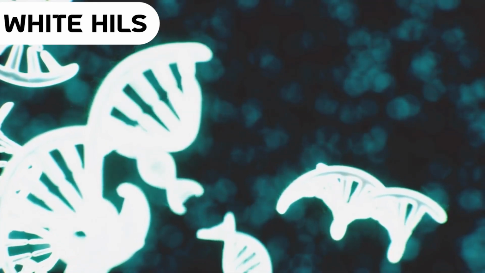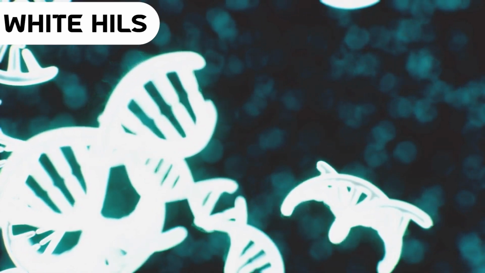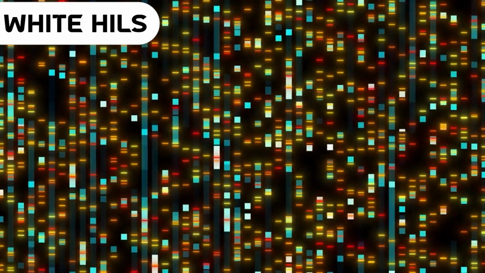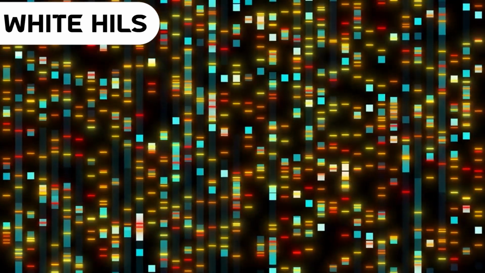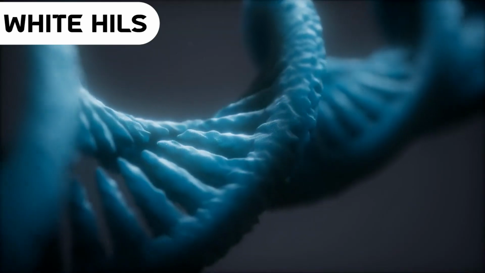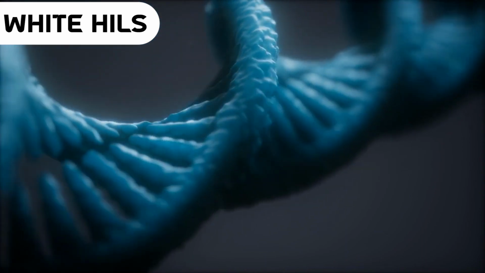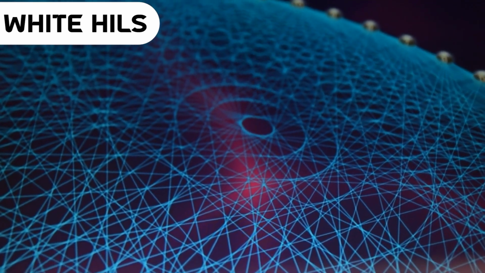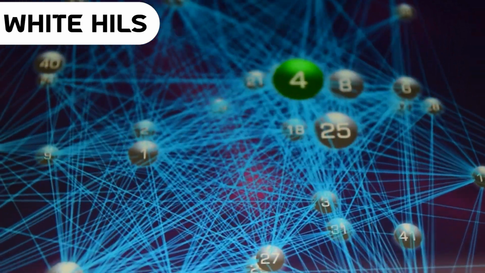DNA, or deoxyribonucleic acid, is a molecule that contains the instructions for making every living thing. DNA is made up of 4 types of building blocks called nucleotides: adenine, thymine, cytosine, and guanine. These nucleotides pair up in a specific way, A with T and C with G, forming a double helix structure that looks like a twisted ladder. The order of these nucleotides along the DNA strand determines the genetic code, which is like a language that tells the cell what proteins to make and when to make them.